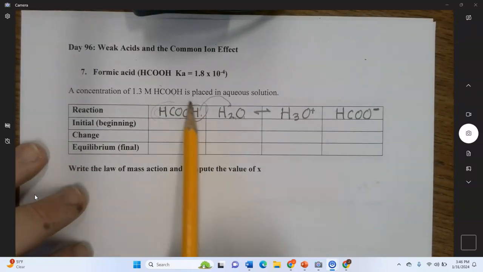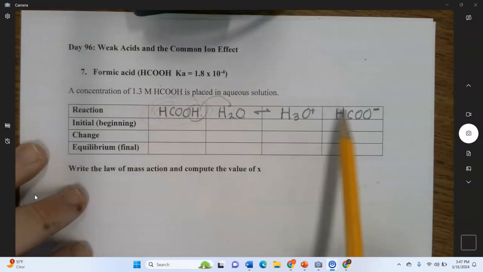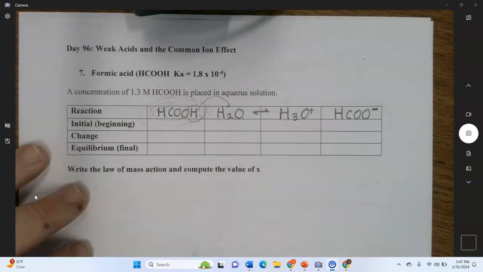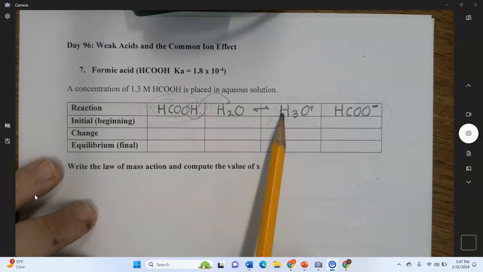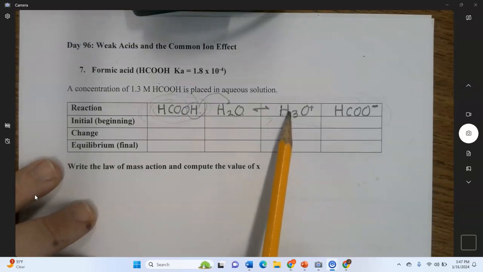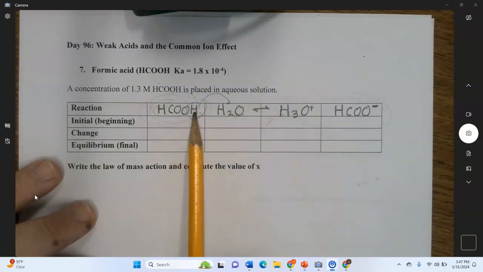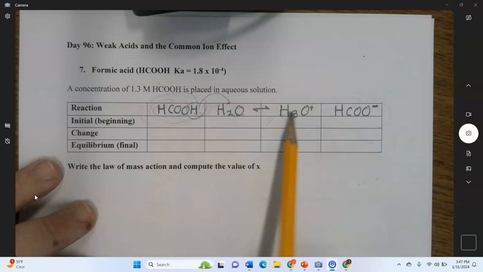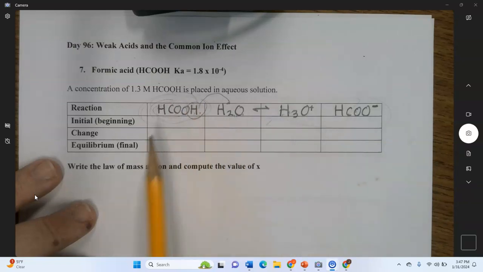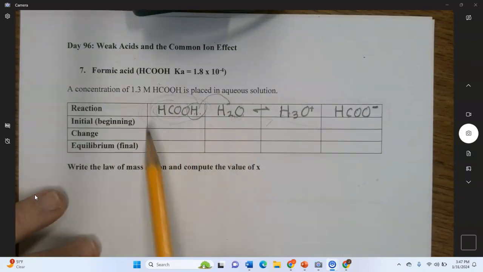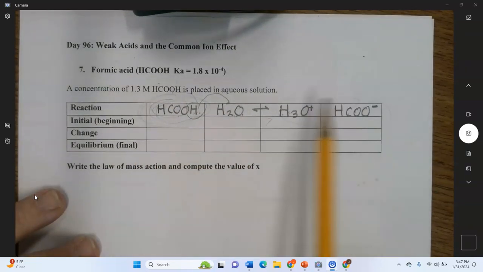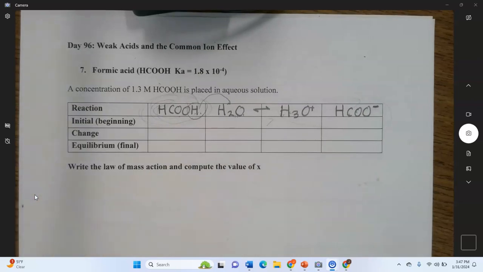So since you're going to be left with some of this in solution and some of this in solution, it's an equilibrium situation. It's a reversible reaction. That proton that jumped over here and made the hydronium, it could jump right back to this. And it could jump right back to this and turn it back into a formic acid. So it's a situation where you still have some reactants left, still have some products, so it's equilibrium.